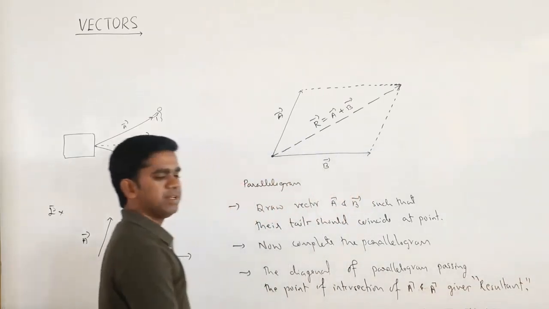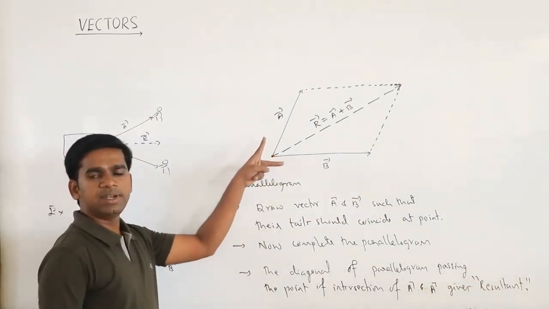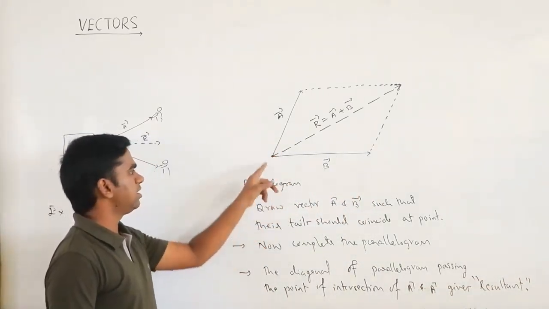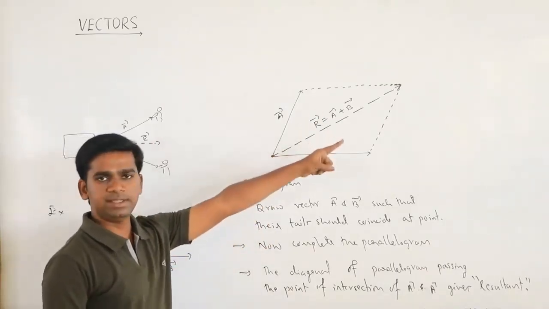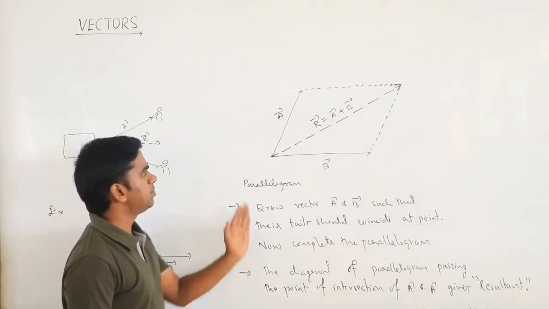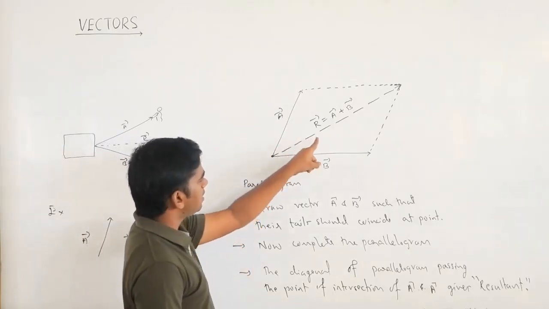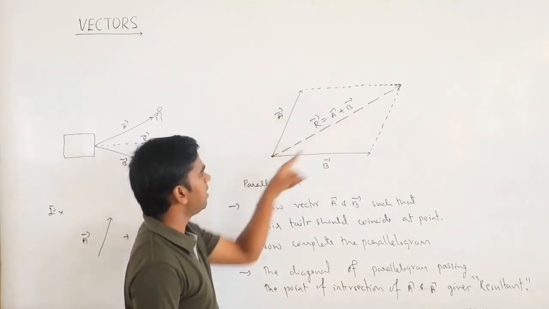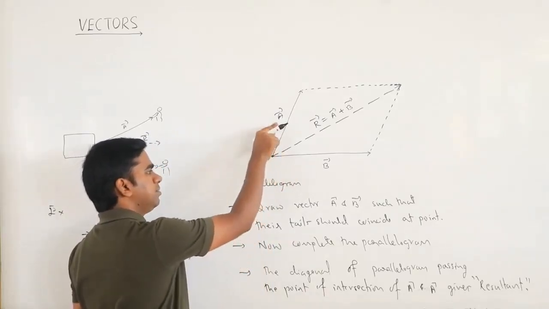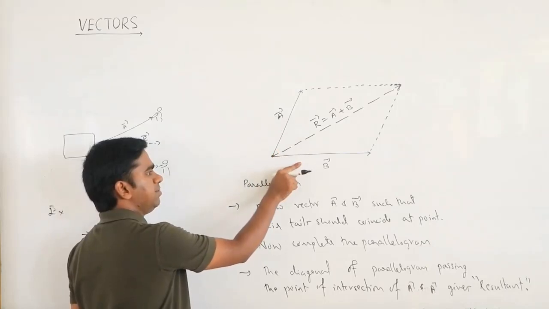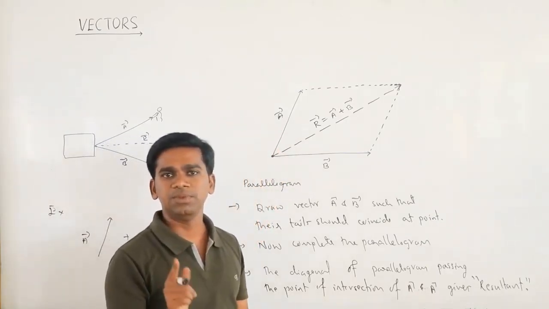Okay. So first step is draw the given A and B such that their tails coincide at a point. Second step, complete the parallelogram. Third step, the diagonal of this parallelogram, which is passing through the point of intersection of A and B, will give you what? Will give you the resultant.